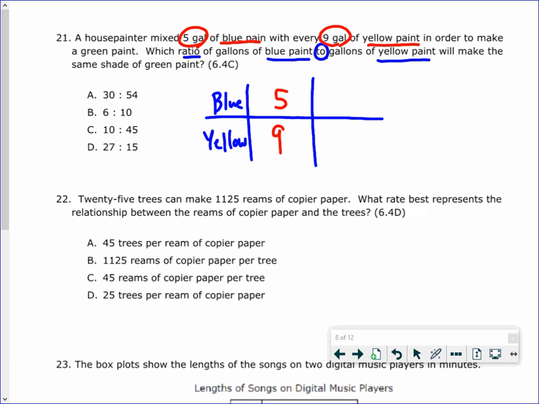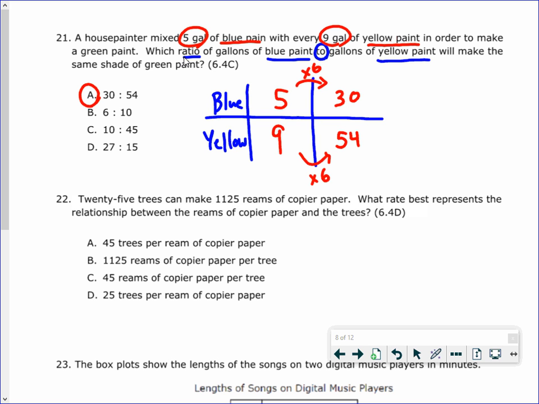All right. And that's to get a shade of green. So we're just basically looking for a ratio that works. So we're just going to try one at a time and see if they work. If I try 30 over 54, 30 over 54 is going to be times 6. This one's going to be times 6. So would that ratio work? Absolutely. 6 over 10 would not work.